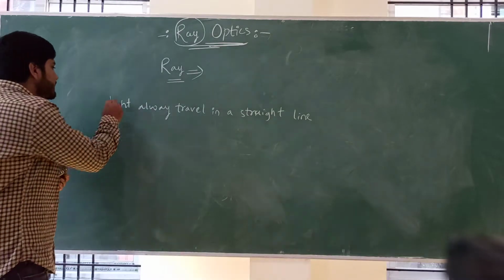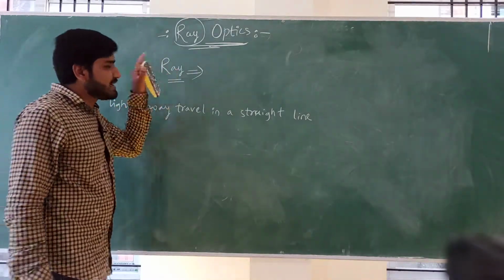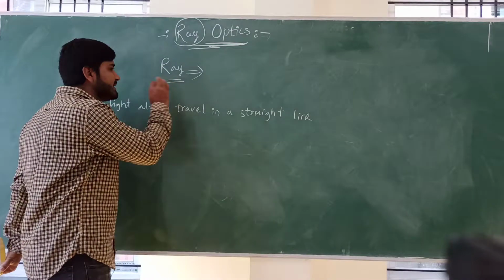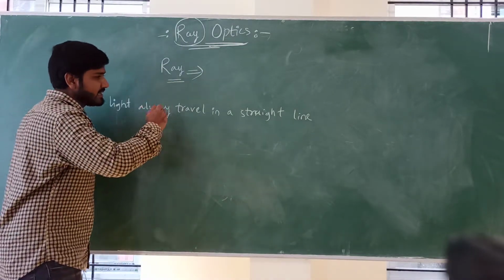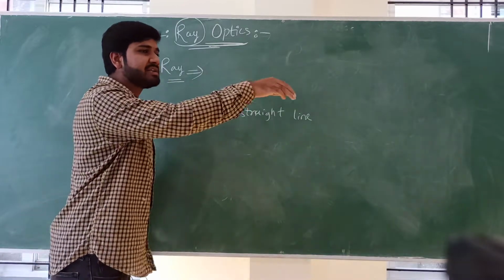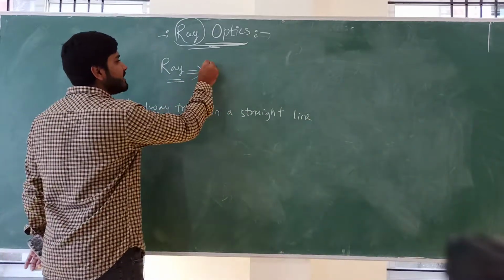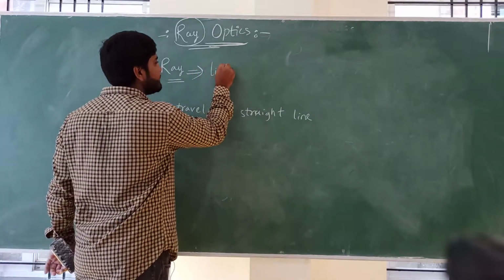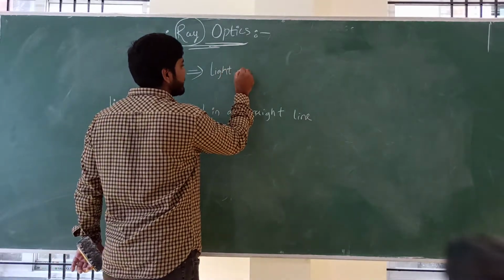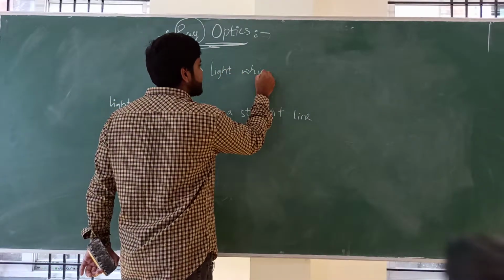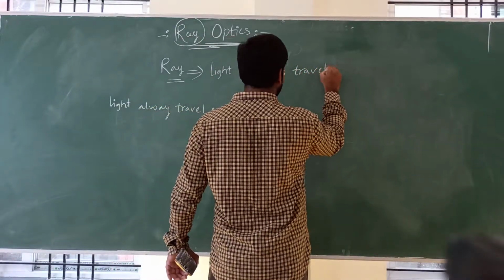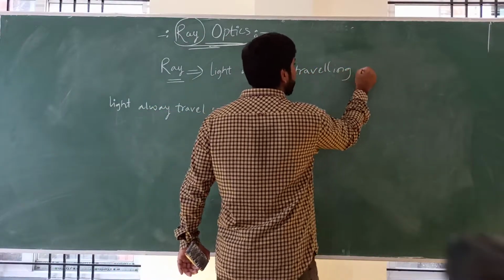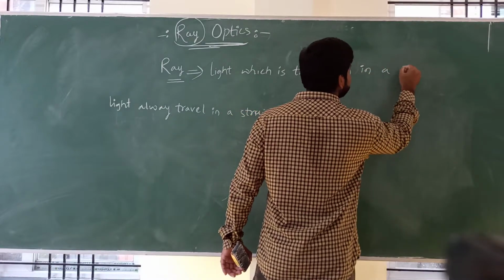Now what does ray mean? Ray means the light which is traveling in a straight line is nothing but the ray.